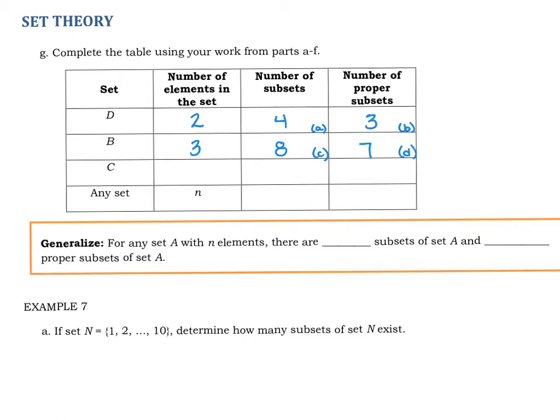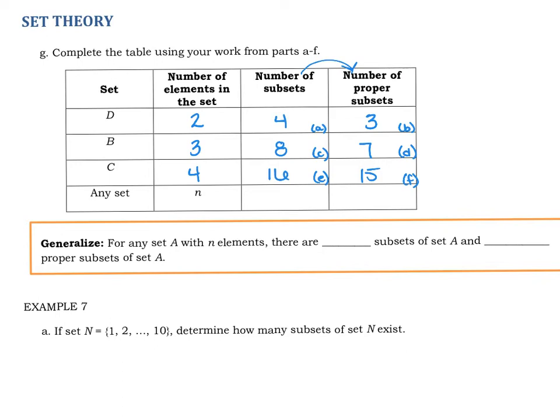And there were 7 proper subsets, which we found out in part D. And then moving on to set C, there were 4 elements, which had 16 subsets from part E, 15 of which were proper subsets, which we found out in part F. So the question is, can we find a pattern? Now, I think the pattern going from the number of subsets to the number of proper subsets is pretty simple. We're obviously subtracting 1 to go from 4 to 3, 8 to 7, and 16 to 15.